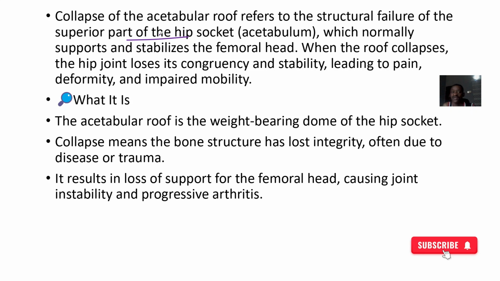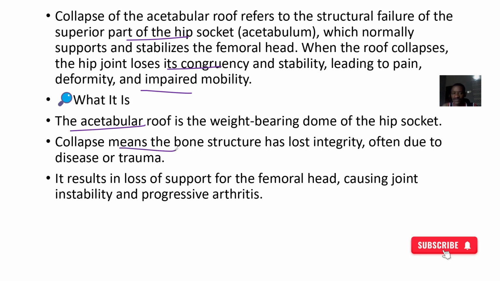So when the roof collapses, the hip joint loses its stability, loses its strength. Are you getting the reason why we're studying this? So it leads to a lot of pain, leads to deformity, leads to impaired mobility. You're not able to use that joint like you used to use it. So the acetabular roof is the weight bearing what? Hip socket.